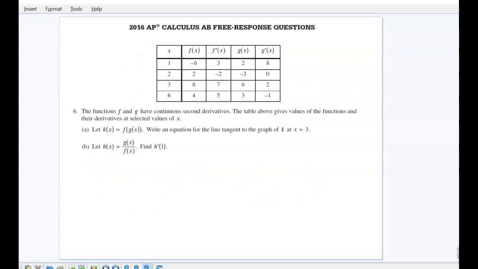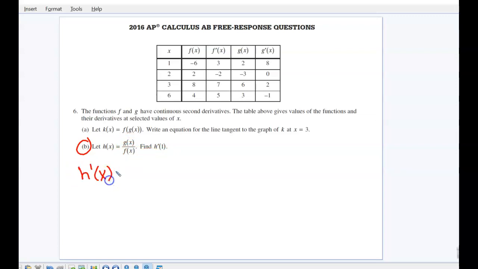Okay, our last example is from the 2016 free response portion of the exam. It says we're given functions f and g. They're continuous and have second derivatives. The table gives values of the functions and the derivatives at selected values. We'll just look at part B right now. We're told that h of x is g over f, and we're asked to find h prime of 1.